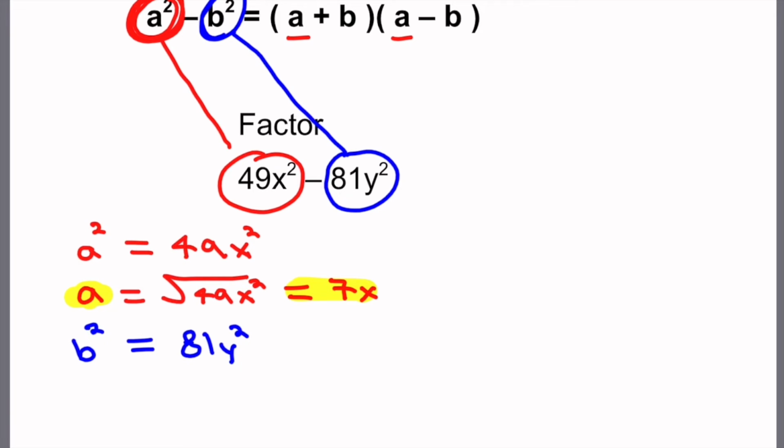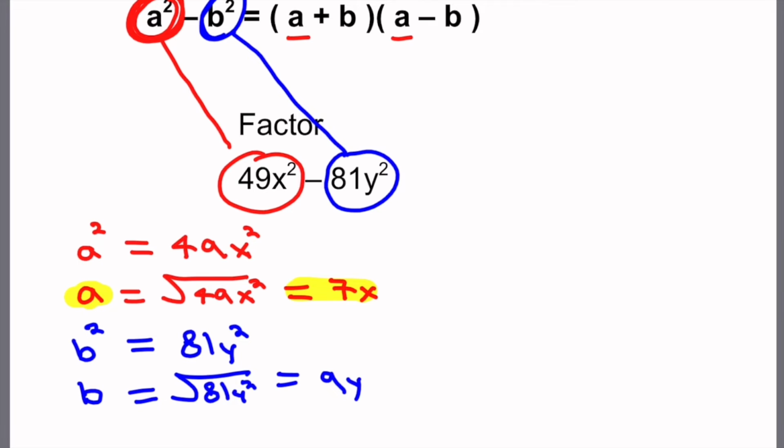So same thing like with the a, right? We want to check if 81y squared is a perfect square. So we're going to get rid of the square, the exponent, bring it to the other side, and square root this thing and see if it works. The square root of 81 is 9, because 9 times 9 is 81, and the square root of y squared is just y.